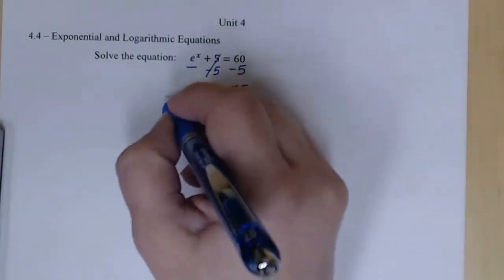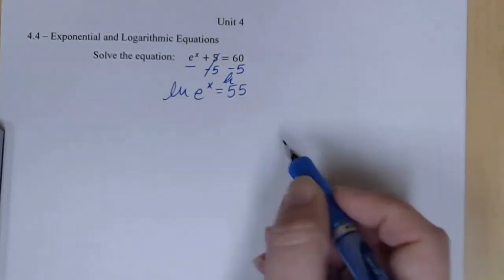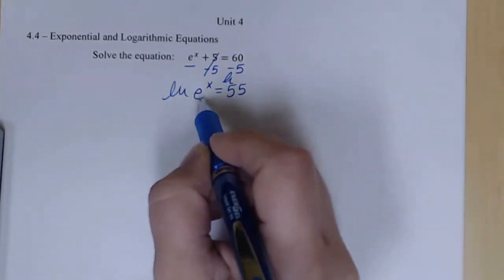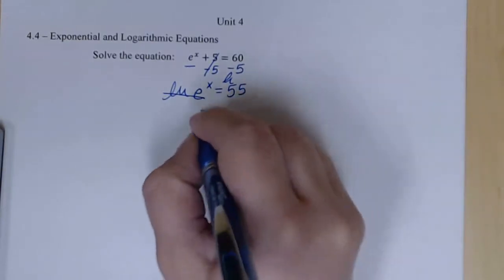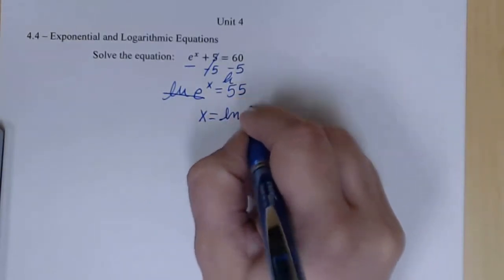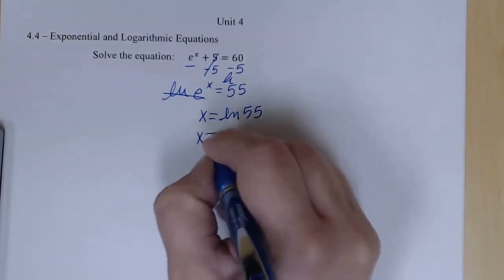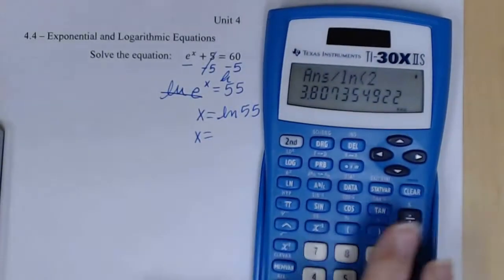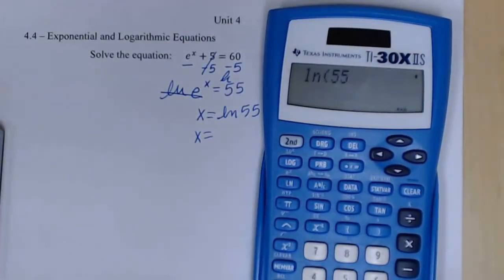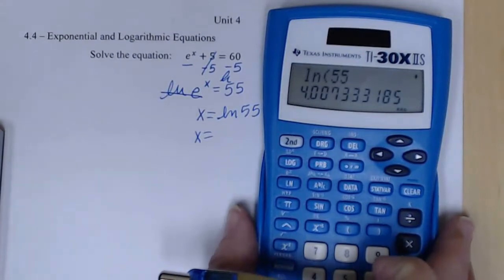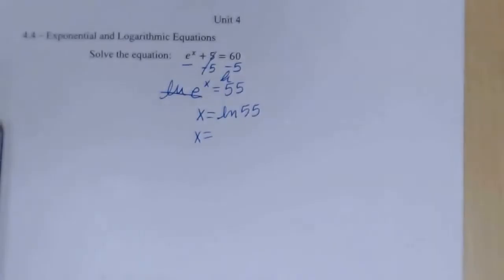Now I'm going to use that inverse property on this one. To get rid of an e, I would need to ln. So if I ln both sides, I get ln e, which I've talked about as lined, and that would cancel. So I get x equal to ln of 55. And then again, if you go to your calculator and do ln of 55, you get your decimal, 4.007.